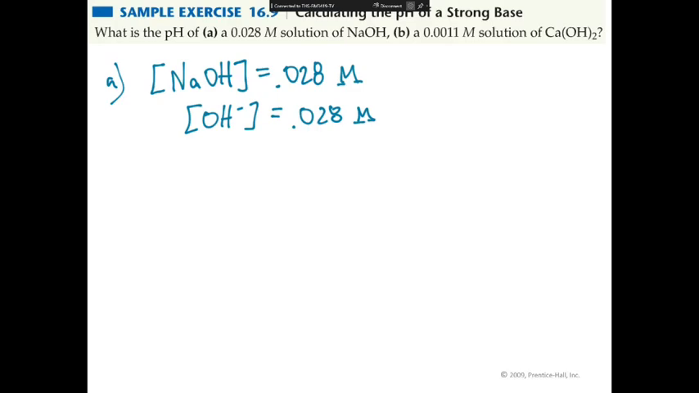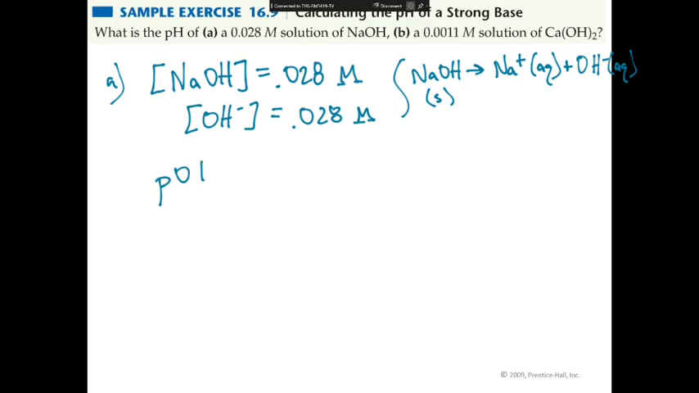And the reason for that is because when the sodium hydroxide dissolves in solution, it starts off as a solid. When it dissolves, you get a sodium, which doesn't really affect the pH, but then you get one hydroxide for every one sodium hydroxide. So those numbers are going to be equal. So let's first find the pOH as the negative log of the hydroxide concentration.